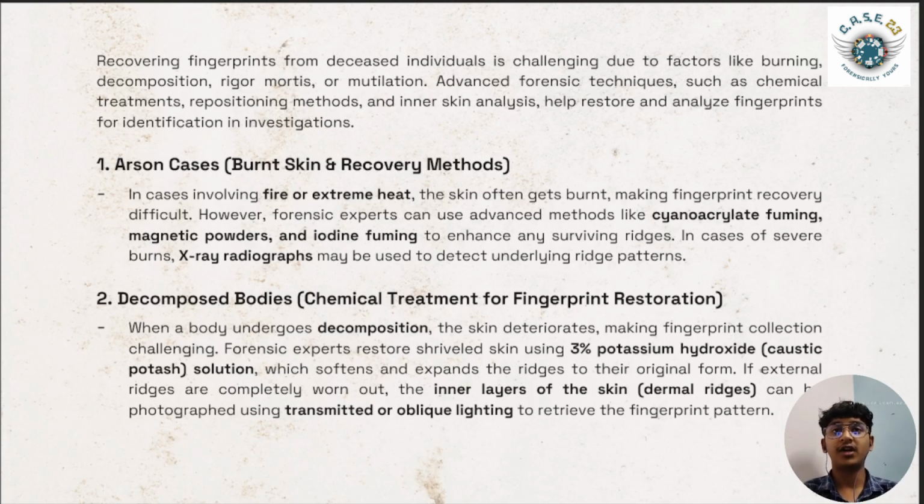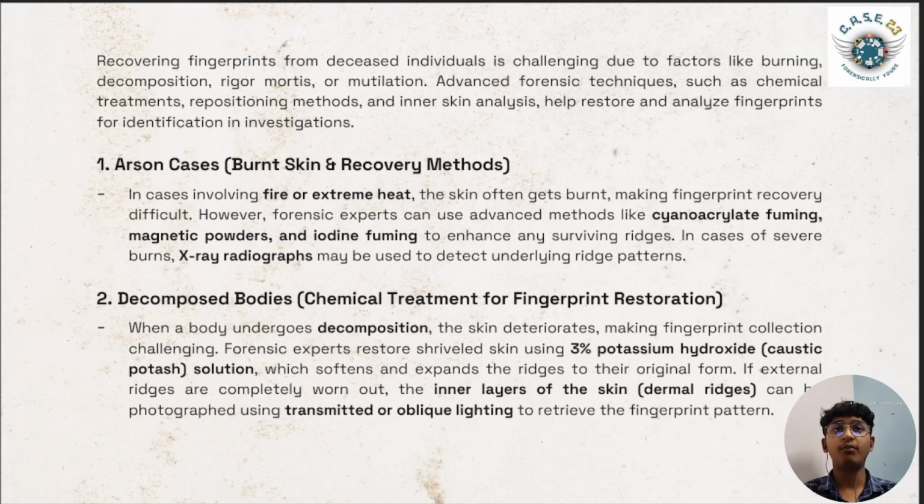So let's start with arson cases. When a body is burnt due to fire or extreme heat, the skin gets damaged and the fingerprint ridges can become distorted. However, forensic scientists do not just give up that easily. They use techniques like cyanoacrylate fuming, magnetic powders, and iodine fuming to enhance any surviving ridge details. And what if the external skin is completely burned? In that case, X-ray radiographs can sometimes detect underlying ridge patterns for identification.